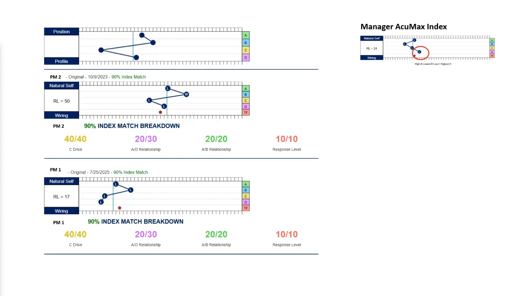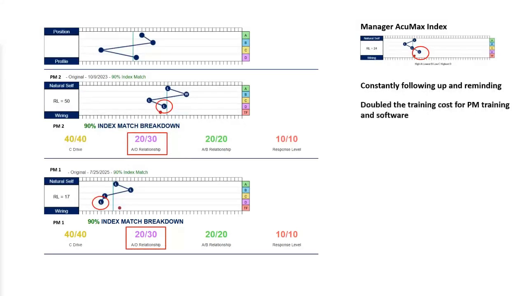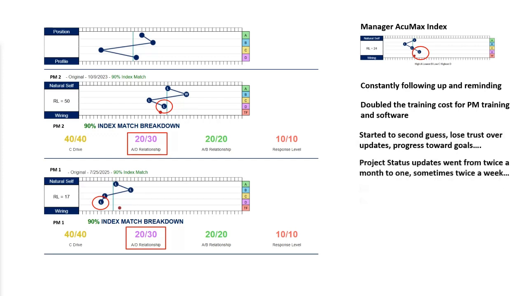Now, what started to happen over time is this particular manager started to have some challenges with both of these individuals, having to constantly follow up and remind them. That did result in doubling the training costs for PM training and software. The manager started to second guess and lose trust over updates and progress towards goals. Project status updates went from twice a week to twice a month to one, sometimes twice a week. And then the manager spent way too much time reviewing and editing their emails.